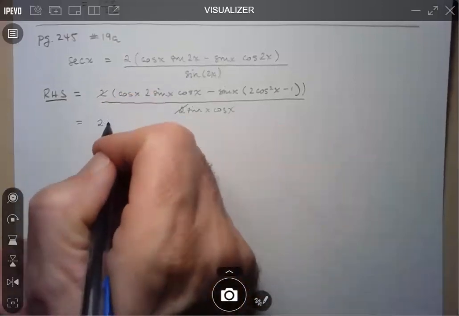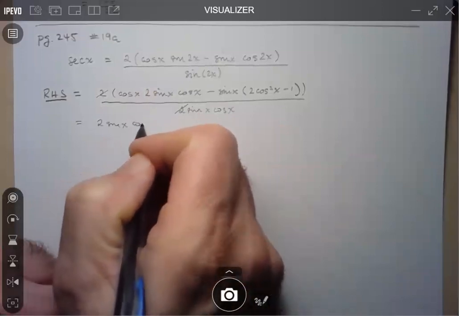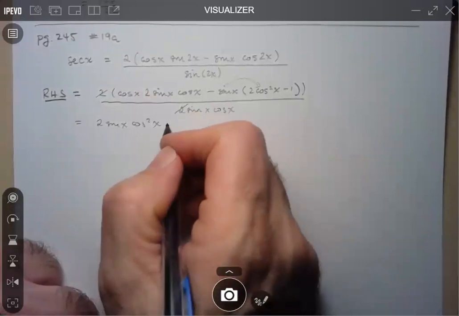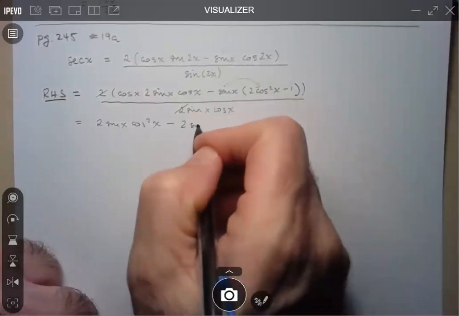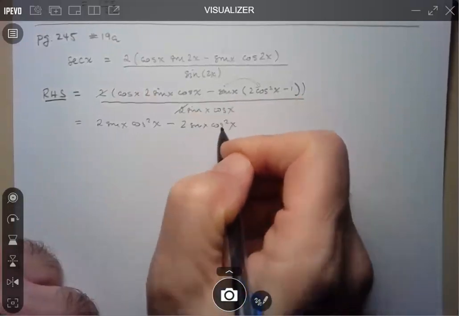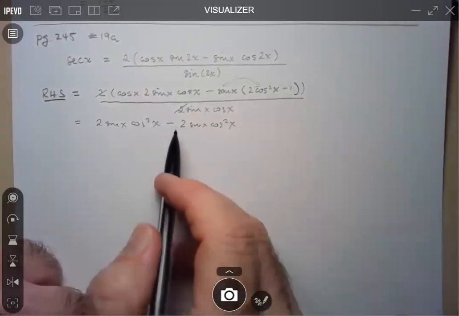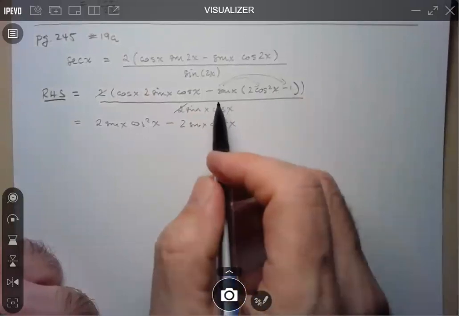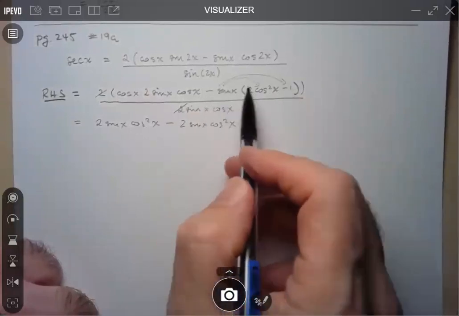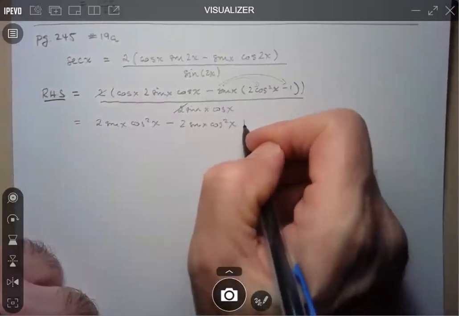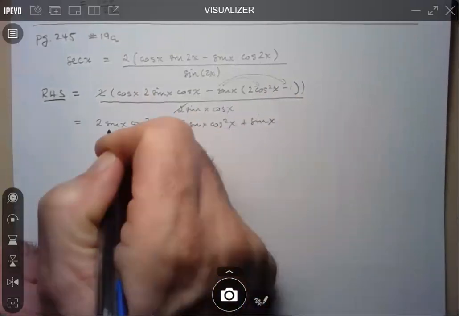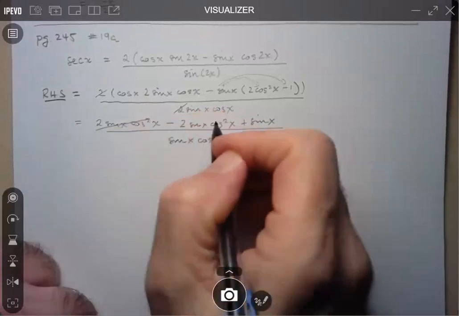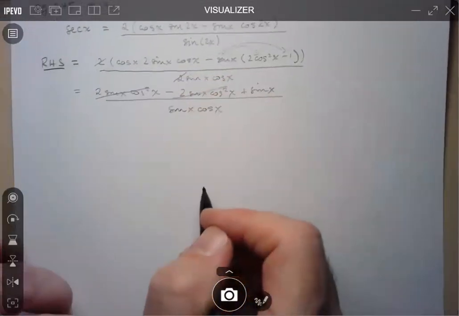So here we have 2 sine x cos squared x. Here, if I do this first multiplication, what do I have? I have minus 2 sine x cos squared x. Look how nice that is. Not only is it the same term, they even cancel each other out. And then, of course, I need to be careful with my signs here. This is negative sine x times negative 1. So plus sine x. As we said, these just cancel each other out.